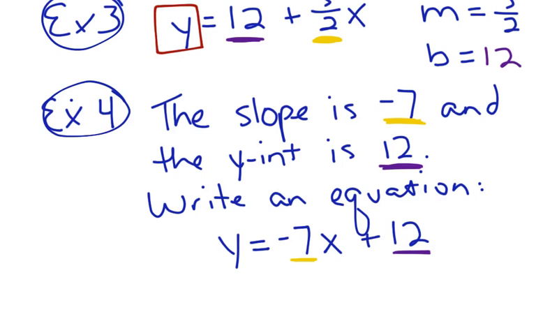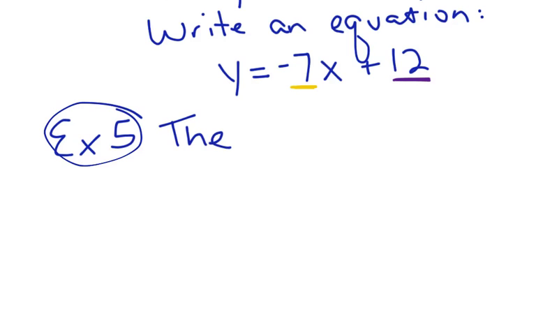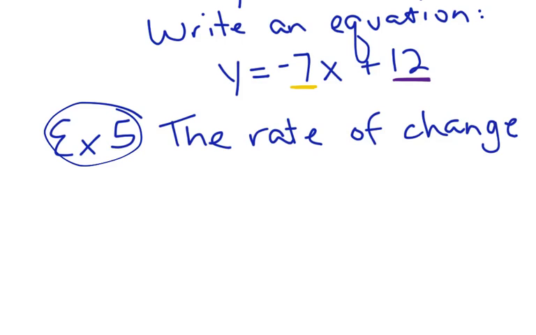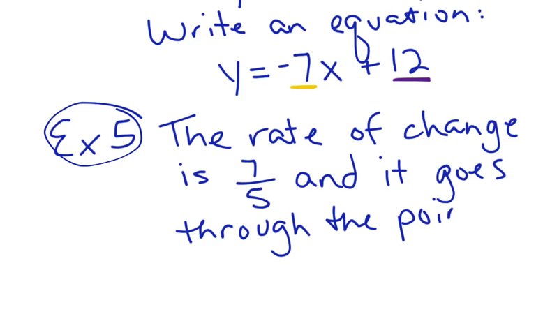Alright, so let's go ahead, let's do one more, and on this one, go ahead and pause it after you get it written down, or after I get it written down, and try to write the equation, then turn it back on and see if you did it correctly. So for this one, the rate of change is 7/5, and it goes through the point (0, 9).